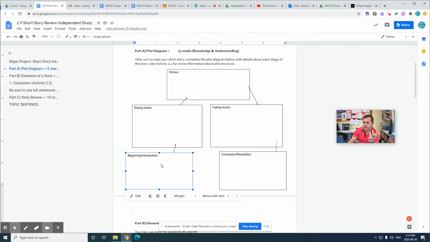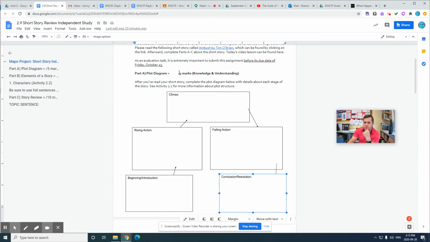Beginning or introduction: how does the story start? Rising action is where your story's conflict is introduced. So what is the problem the main character is facing? Climax is the most exciting or dramatic point in the story. Falling action is what immediately happens afterward. And finally, conclusion and resolution: what happens at the end and how are the characters changed by the events that have happened?